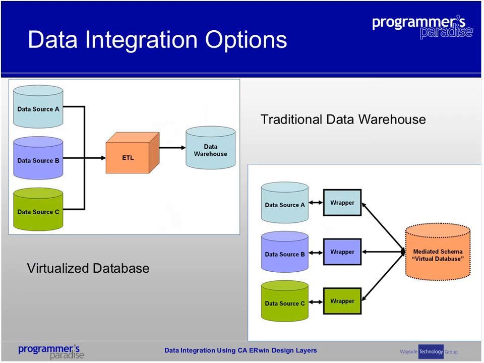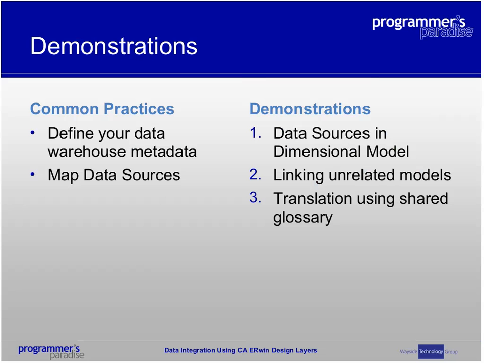But regardless, even in terms of virtualization, we do need to consider how we are going to actually document the relationship between our data sources and this landing location. So we're going to look at some common practices, regardless of any kind of implementation we use, for defining that data warehouse metadata, and then we're going to look at different techniques for mapping our data sources. So the demonstrations today are going to include mapping the data sources via dimensional modeling options in ERwin. That's going to be the first one we look at. Then we're going to look at linking unrelated models. And lastly, we're going to look at using that translation example that I mentioned before.